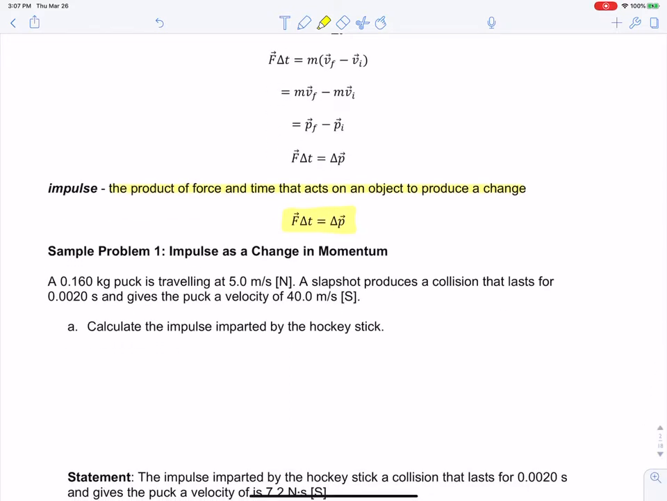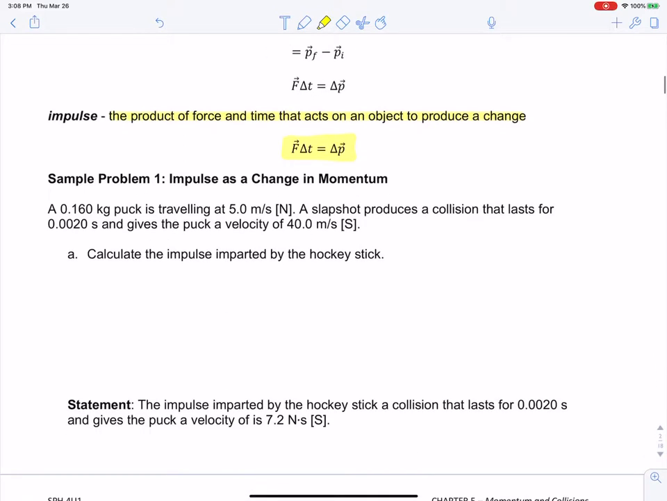A 0.160 kilogram puck is traveling at 5 meters per second north. A slap shot produces a collision that lasts for 0.0020 seconds and gives the puck a velocity of 40.0 meters per second south. In part A, they ask us to calculate the impulse imparted by the hockey stick. If we know the change in momentum of the hockey puck caused by the hockey stick, we will be able to calculate the impulse that was delivered. So let's try this.